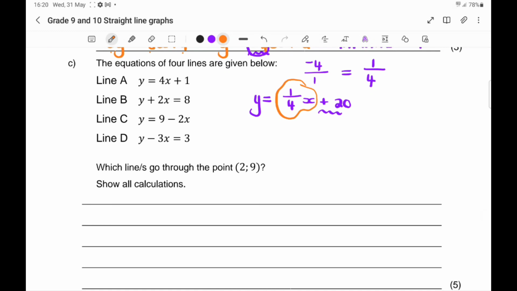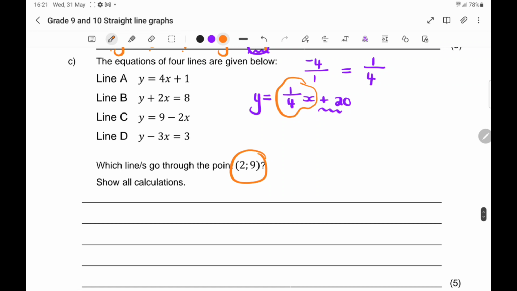This type of question: the equations of 4 lines are given below. Which lines go through the point (2, 9)? So if I replace the x's value with a 2 and the y's value with a 9, which of these lines gives me the left-hand side equal to the right-hand side? So that's basically what they're saying. So if we take line A, and the y value we put in as 9, and the x's value we put in as 2. Do I get the left-hand side equal to the right-hand side? Yes. So that means that line A does go through the point (2, 9).